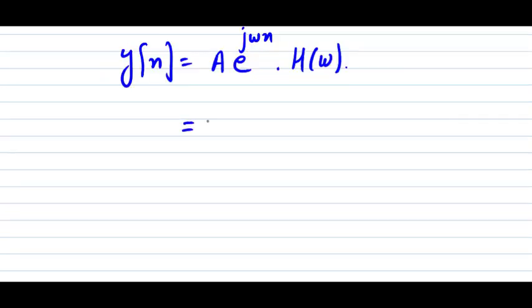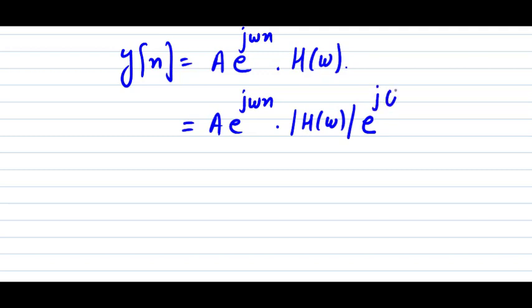And we can write this as A e raised to the power j omega n. Because H of omega is complex, we can write it in polar form, which will be magnitude of H of omega times e raised to the power j theta of omega. So this is the magnitude of H of omega, and this is the phase of H of omega.